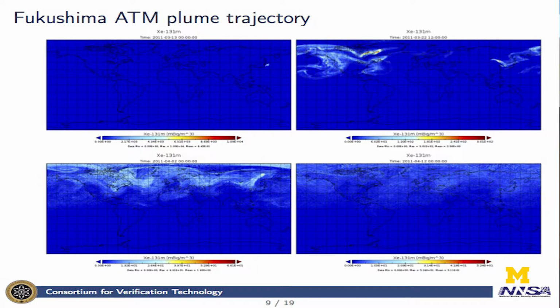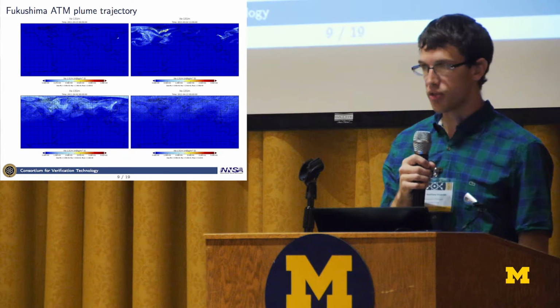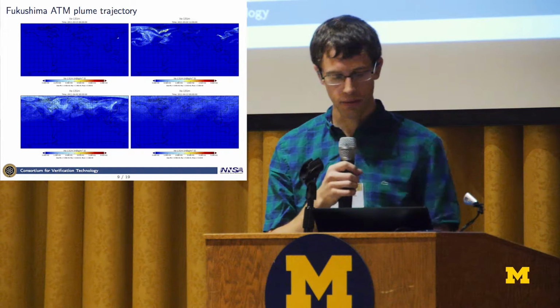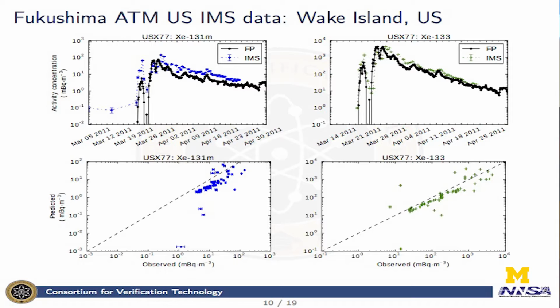So this is some graphical depictions of our Fukushima simulation plume concentrations. This is in particular xenon-131M, and you can see in the top left that it starts out in Japan and just kind of goes eastward towards the Pacific Ocean and then travels eventually all the way across to the United States and mostly stays in the upper northern hemisphere and just spreads out from there.